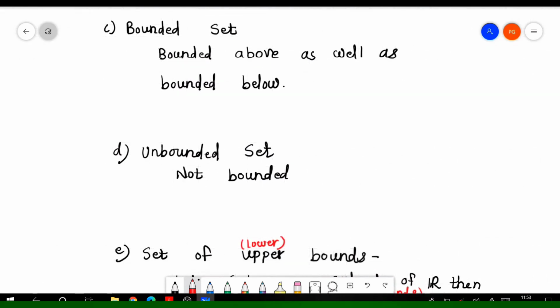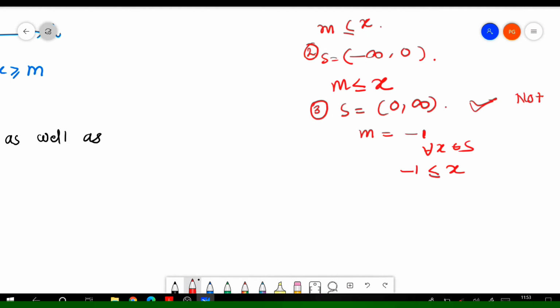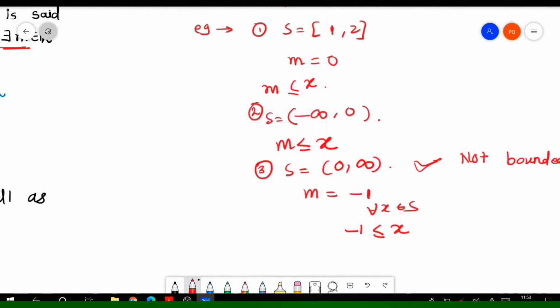Now, the set which is bounded above as well as bounded below is said to be a bounded set. For example, here set 1, 2 was bounded above as well as bounded below, and hence set 1, 2 is a bounded set. On the other hand, if you have a set which is not bounded above or not bounded below, then we say that the set is unbounded.